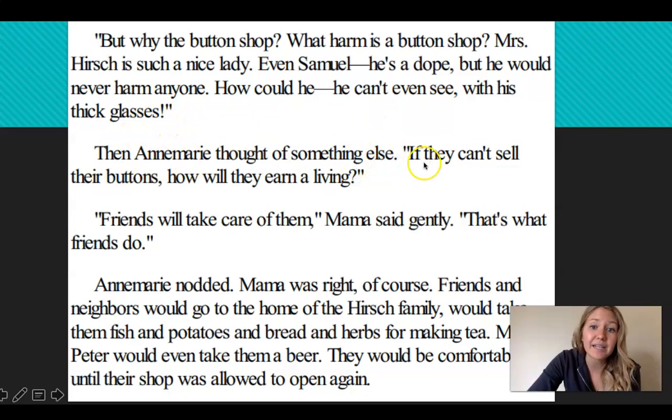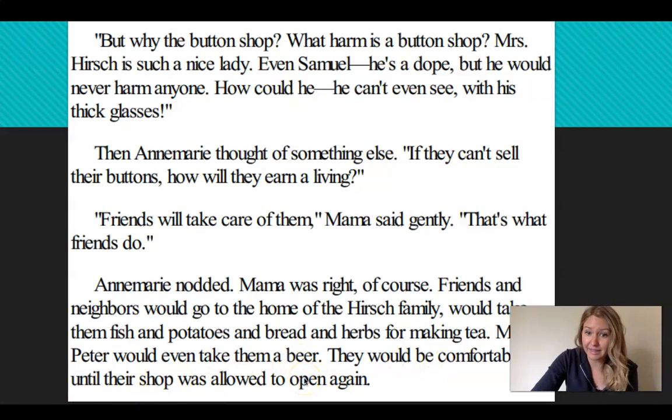Then Anne-Marie thought of something else. If they can't sell their buttons, how will they earn a living? Friends will take care of them, Mama said gently. That's what friends do. Anne-Marie nodded. Mama was right, of course. Friends and neighbors would go to the home of the Hirsch family and would take them fish and potatoes and bread and herbs for making tea. Maybe Peter would even take them a beer. They would be comfortable until their shop was allowed to open again.